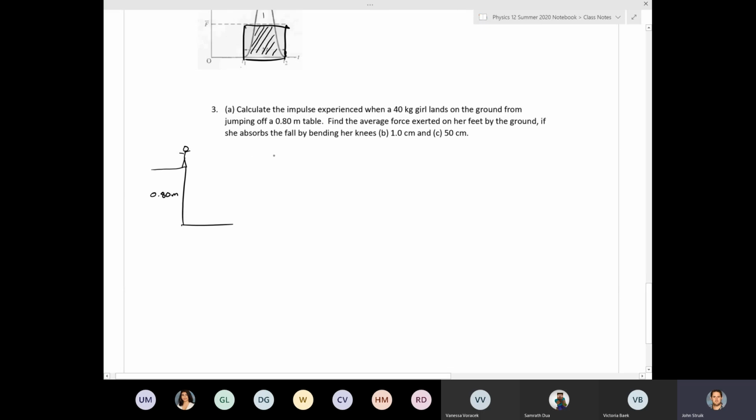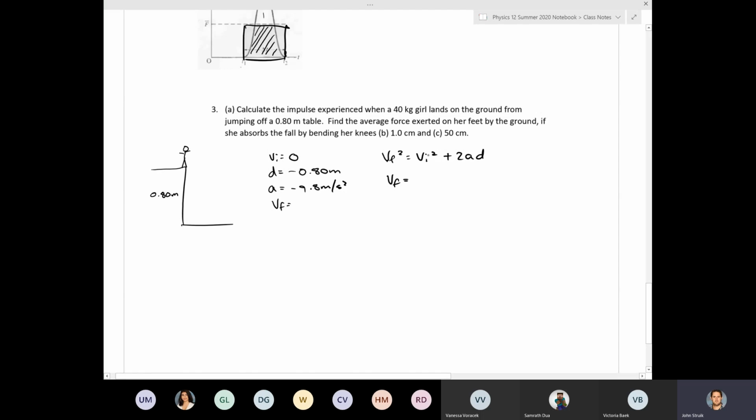So her VI is 0. Her displacement will be negative 0.80 meters because she's falling 80 centimeters. A is negative 9.8 meters per second squared. We can find her VF right before she hits the ground. Okay, we're going to do that using VF squared equals VI squared plus 2AD. Now, we don't have to do it this way. We could do it with energy as well, but might as well do it this way because I started already.